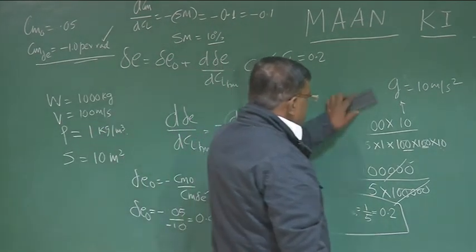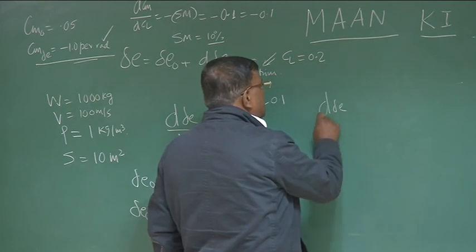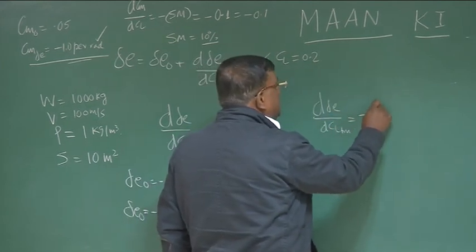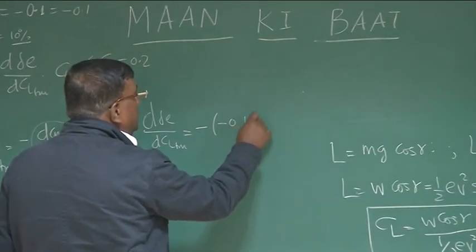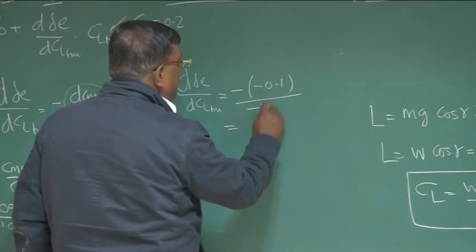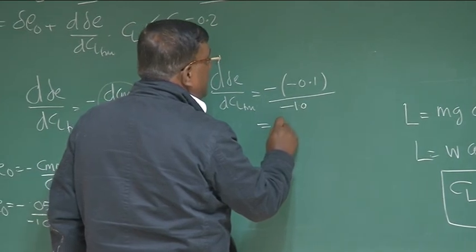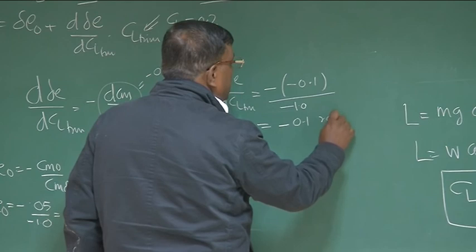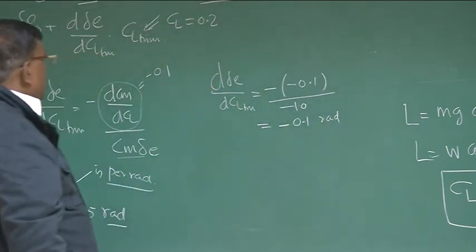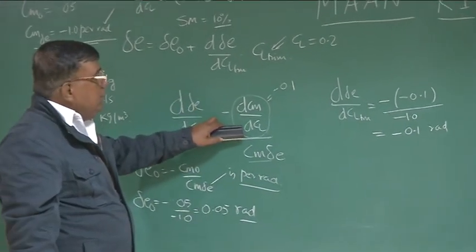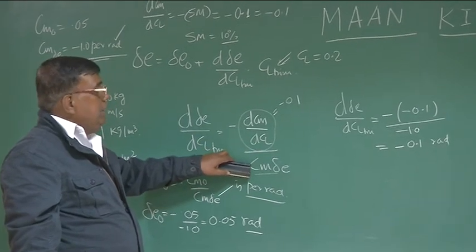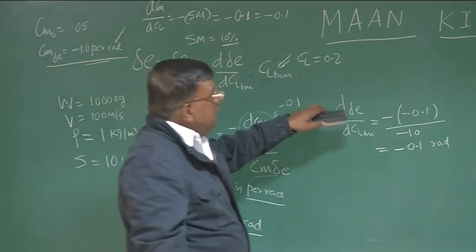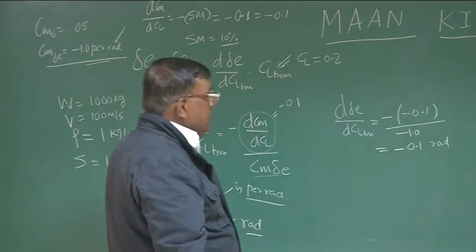So what is d delta E by dCl trim? Let me write it here. d delta E by dCl trim equal to minus of minus 0.1 divided by minus 1.0. So this is equal to minus 0.1 radian. Please note that here also dCm by dCl, then Cm delta E is per radian, so the unit is radian here also.